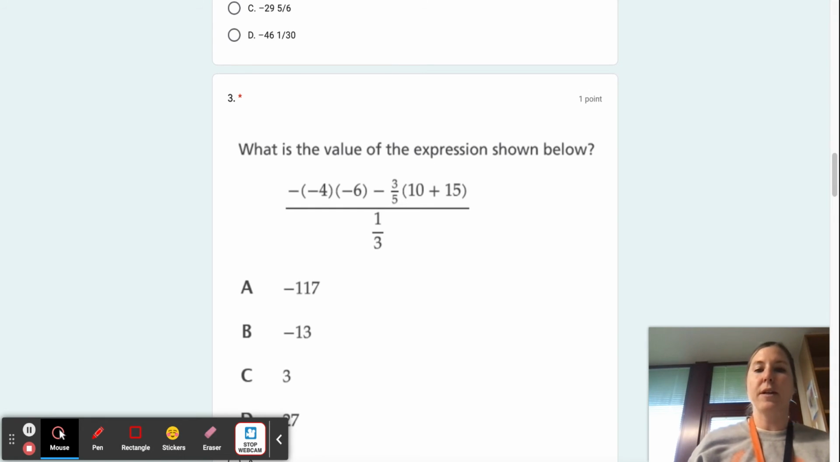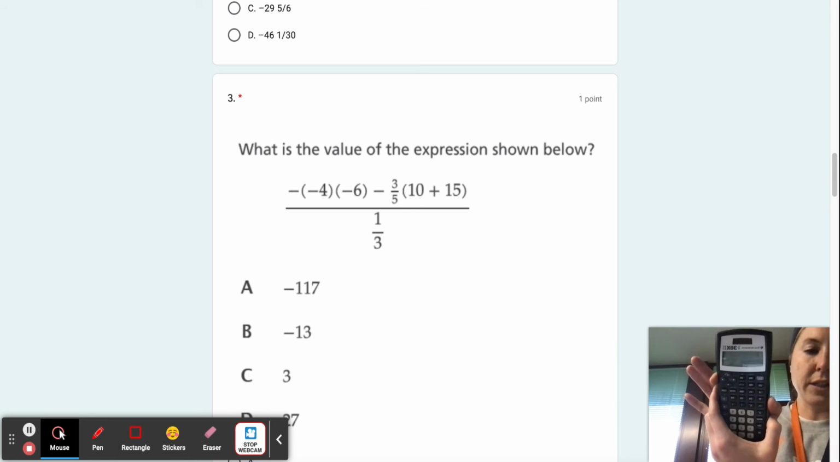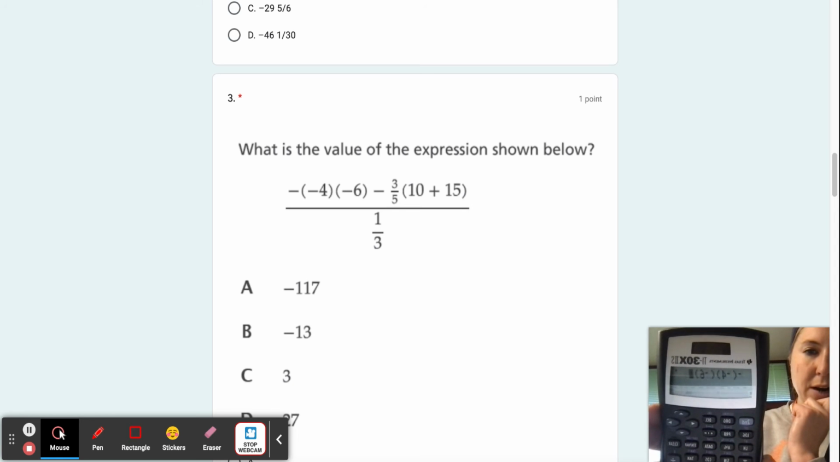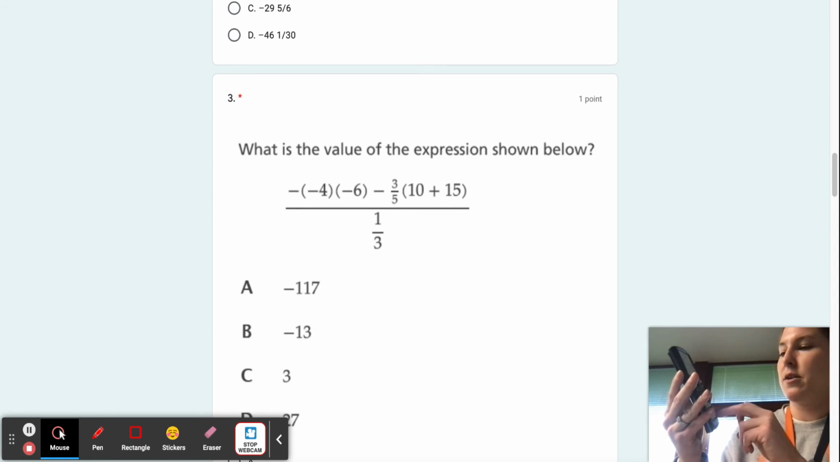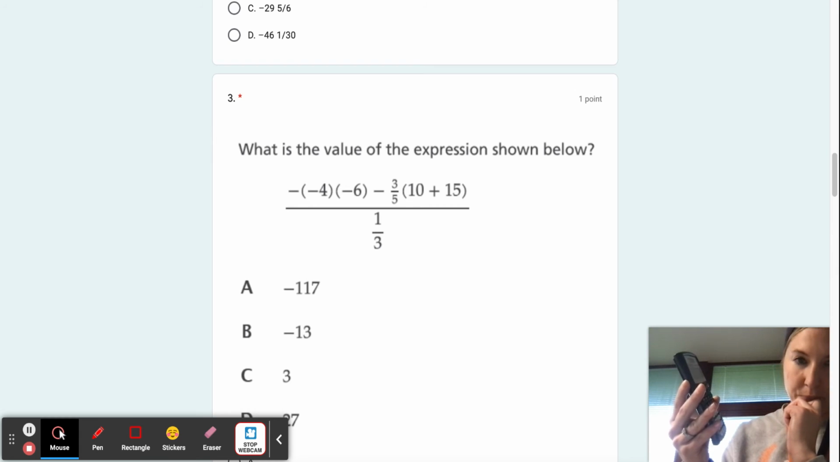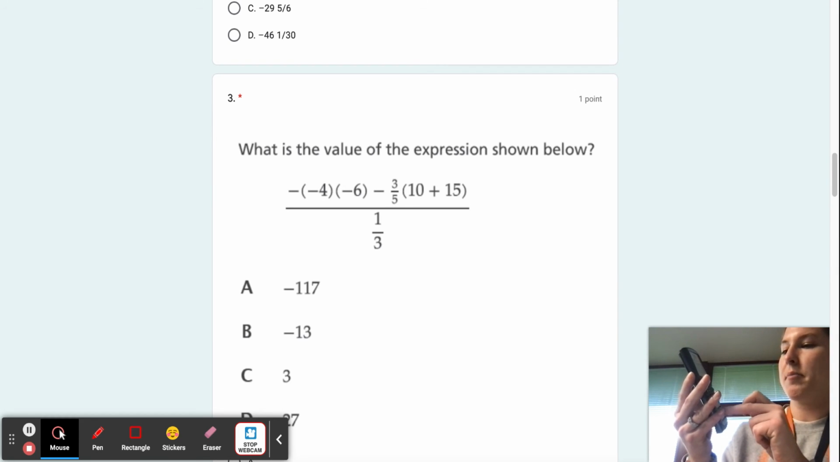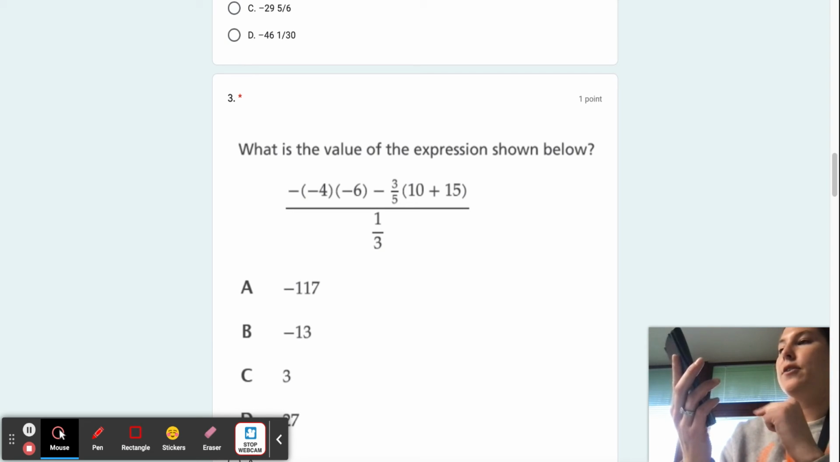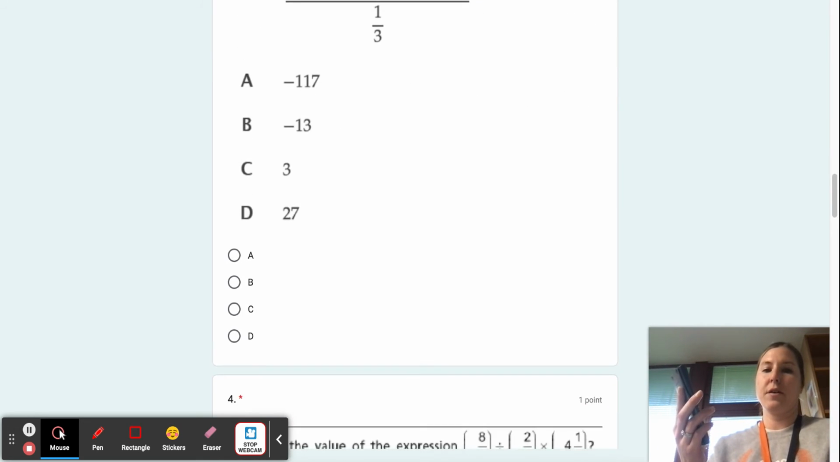Question number 3, what is the value of the expression shown below? So once again, you're putting this whole entire thing in your calculator. You're going to do negative, parentheses, negative 4, parentheses, negative 6, parentheses. So that should be in your calculator. Minus 3 ABC 5, parentheses 10 plus 15 parentheses, and then you're going to divide the whole thing by 1 ABC 3. And you'll hit enter, and you should get a number.